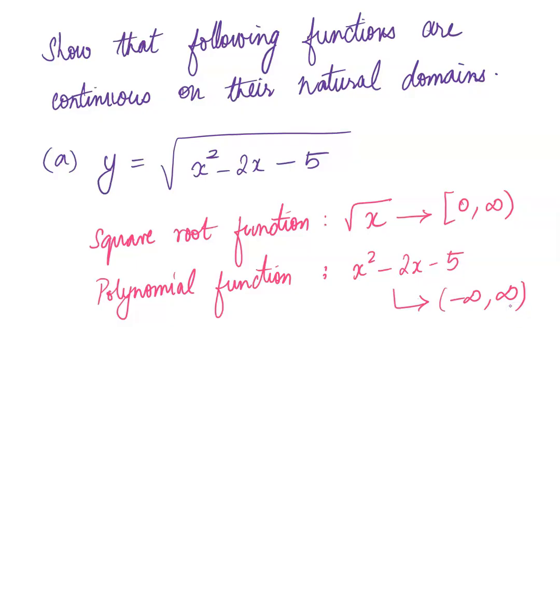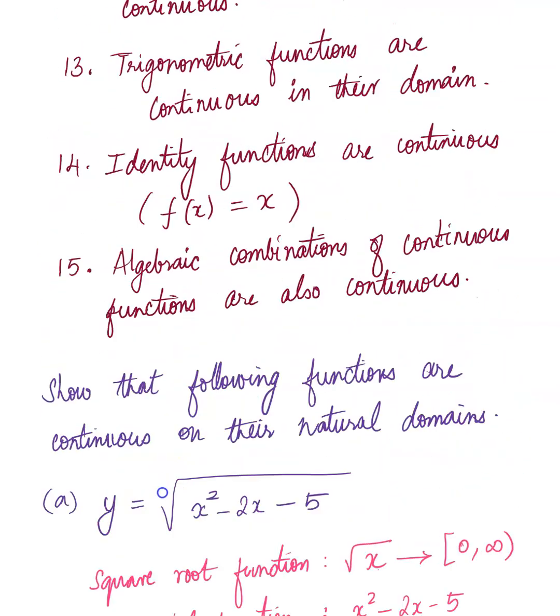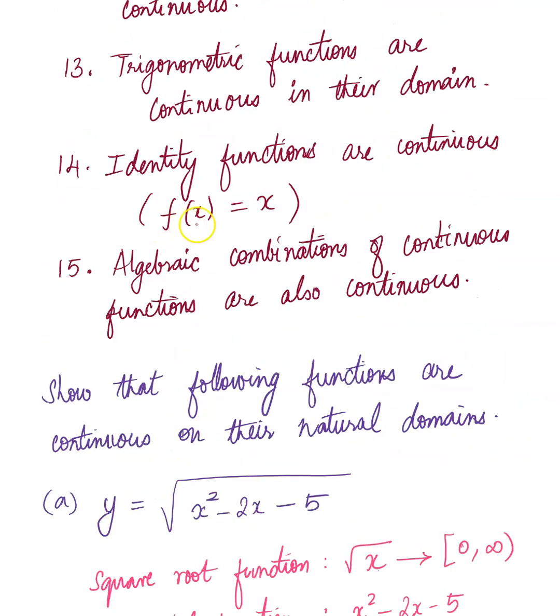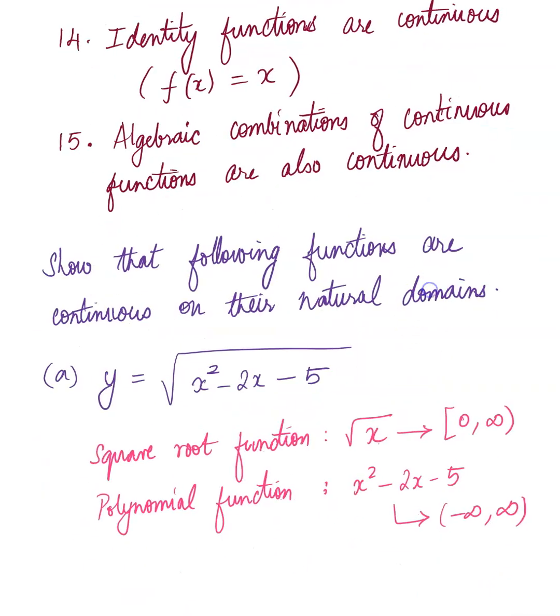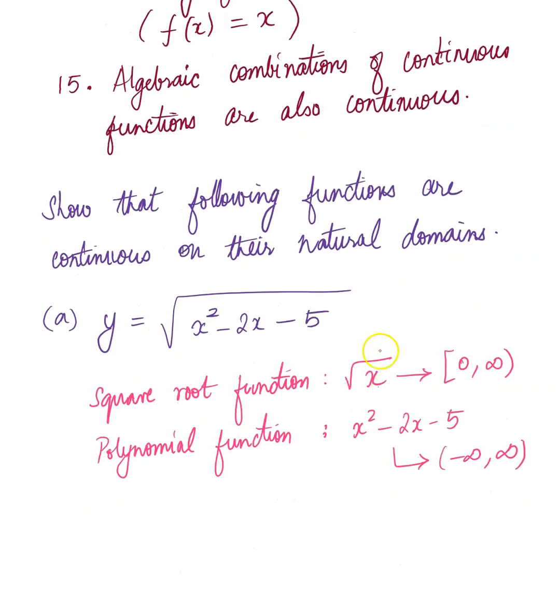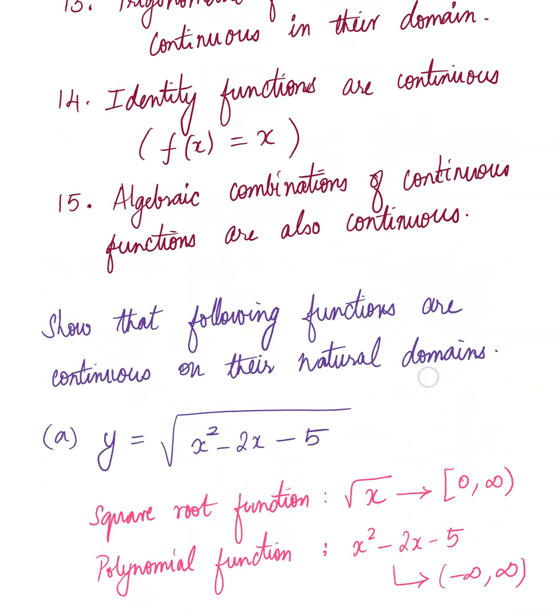And now what we need to understand here is that the square root function is square root of x, but x itself is an identity function, right? So I know we have a lot of conditions we saw. Identity function is f of x is equal to x. The function itself is x. So if you take the square root of, and f of x is continuous, right? Identity functions are continuous. F of x equals x is continuous.